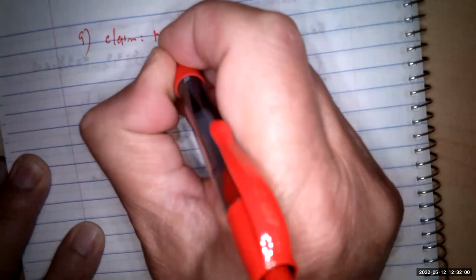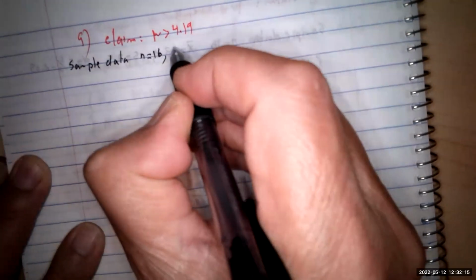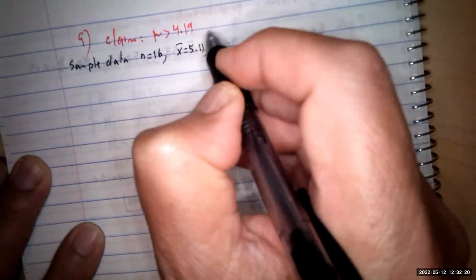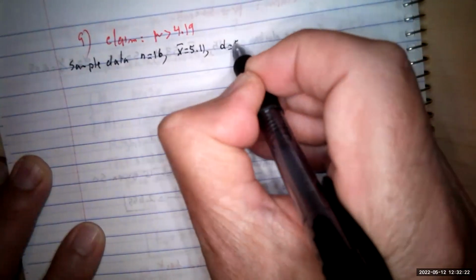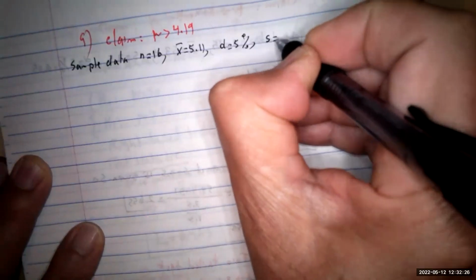Okay, so quickly, this is number 9, and if you don't have time, I posted it, you can see it. So that's a claim. The claim is that mu is greater than 4.19. And you have this sample data: the sample size n equal to 16, the X bar of 5.11, and alpha of 5%. And you do have the S, you don't have to find that. S is given to you.